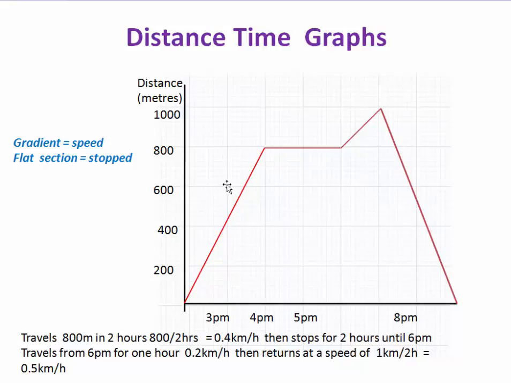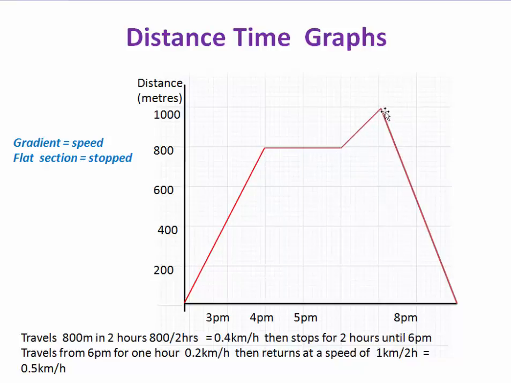Now the gradient of this line is the speed that we're traveling. Here we've got a horizontal line, so we're stationary, we're stopped, we're not traveling. Here we're traveling again, the gradient is the speed. The slope, the gradient tells us what speed we're going, so here we're at a greater speed than here, because this is a gentler slope than this.